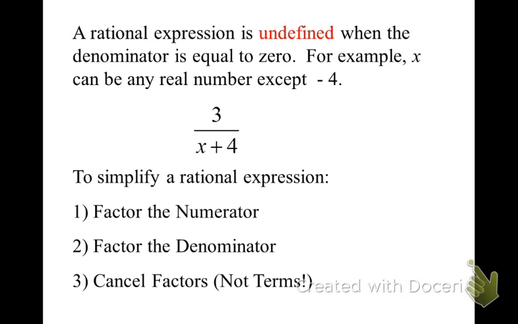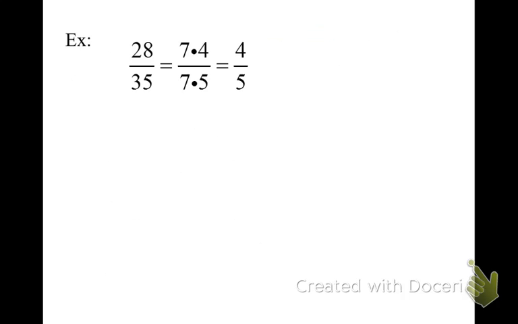To simplify a rational expression, we're going to remember to factor the numerator, factor the denominator, and cancel factors, not terms. Remember, we cannot cancel terms. If there's something separated by addition or subtraction, we can't cancel it. So the first example I'm going to give you here is just simplifying a fraction with just numbers in it.